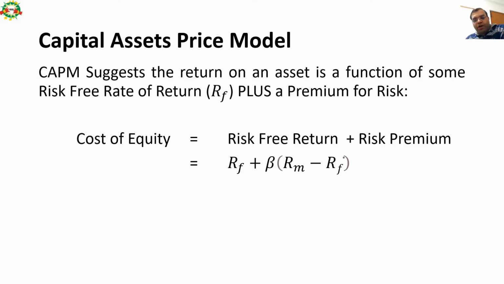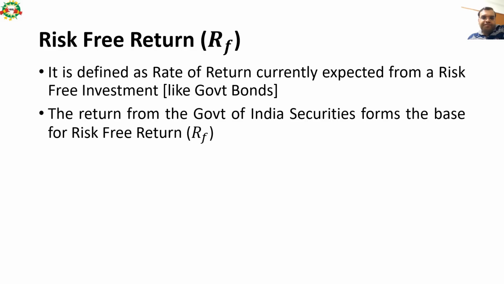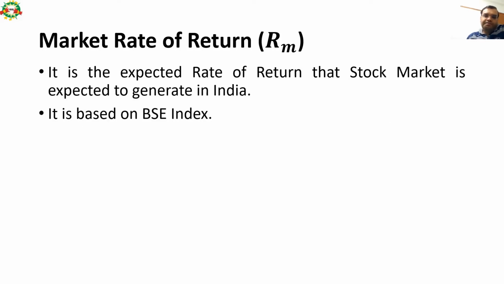So the basic formula of cost of equity or risk premium is risk-free return, whatever rate of return the government is giving, plus risk premium. So RF plus beta times (RM minus RF), where RM is the market return, the return expected by the market, and RF is the risk-free return. Let us see in detail what these are. Risk-free return is defined as the rate of return currently expected from a risk-free investment like government bonds. The return from Government of India securities forms the base of the risk-free return. Whatever rate of interest the government bonds are offering is normally presumed to be the risk-free return.